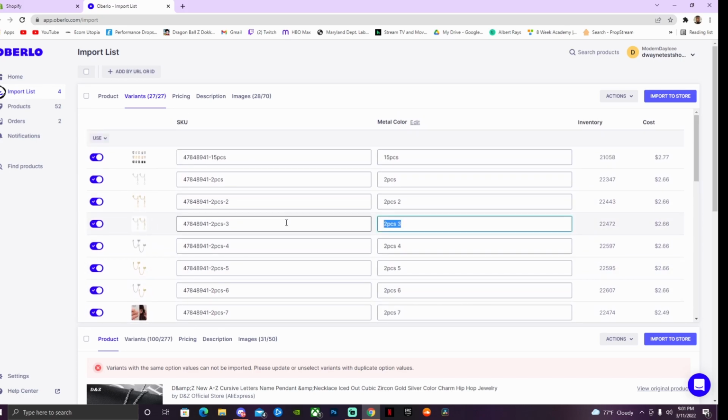So for instance, I would have gold and silver 2-piece set as opposed to just having 2-piece 4 or 2-piece 5. The customer won't know what they're getting when it comes to buying from your store. You definitely want to have that set up as well.